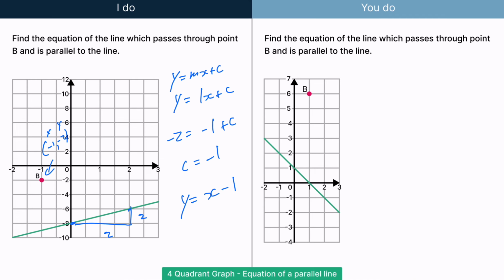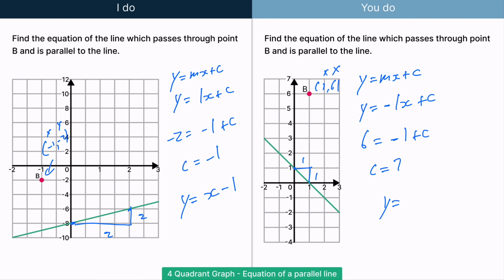And again, hopefully press pause. And y is equal to mx plus c. So for the gradient, 1 across, 1 down. So if y is equal to, this time the gradient is negative. So it's going to be negative x plus c. And if I substitute the coordinates in, that's 1 and 6. So x, y, that would become 6 is equal to minus 1 plus c. So c is equal to 7. So my final answer is y is equal to minus x plus 7.